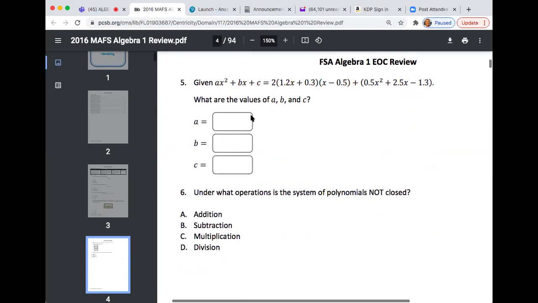Let me see here. You guys ready? I'm going to stop with number 5, guys, because it's getting late over here. Okay, so number 5, everybody.